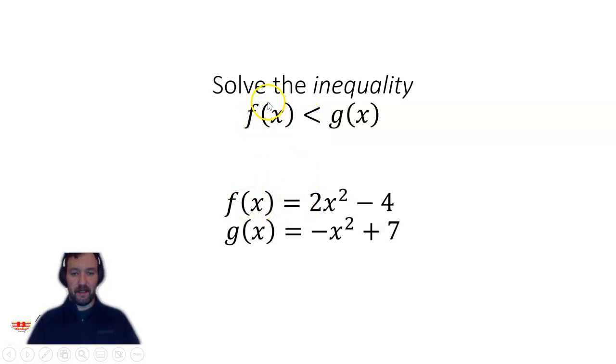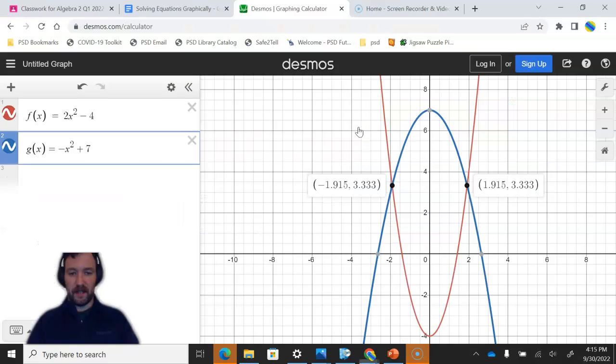Graph the left side of the inequality. Graph the right side of the inequality. It's going to give you 2 curves. And then just see where the left curve is smaller than the right curve. So since I already have that pulled up, it's pretty simple to do.